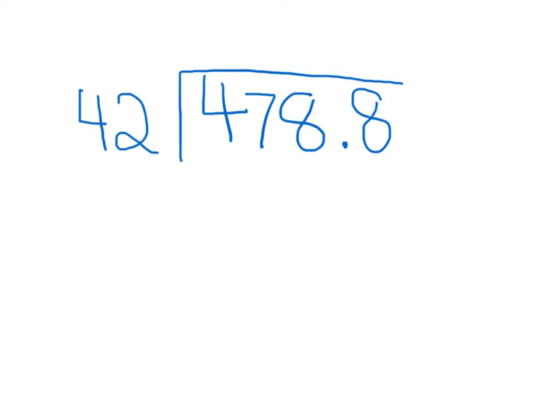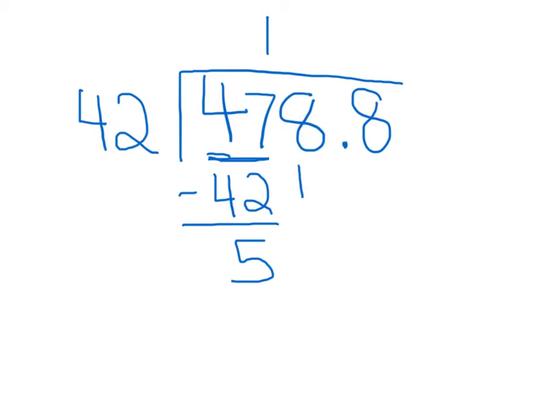42 can't go into 4, but it can go into 47. 42 goes into 47 one time. 1 times 42 is 42. And now we subtract. 5. Now we just need to bring down our 8. Remember, bring down 1 digit at a time.